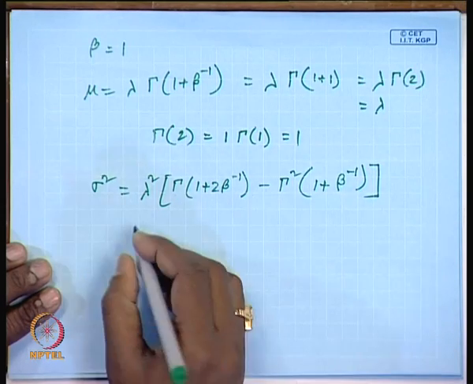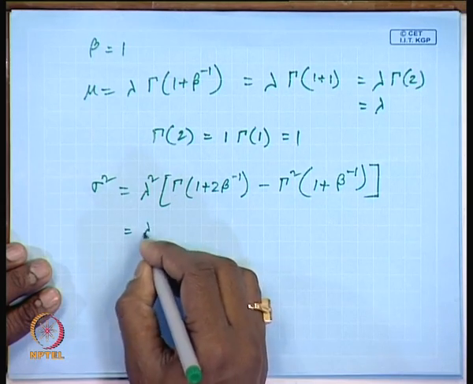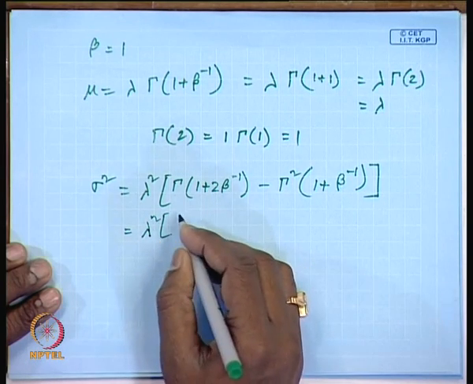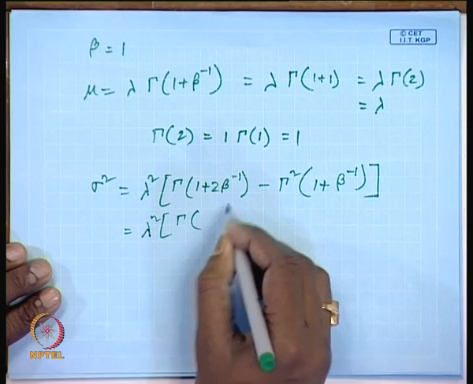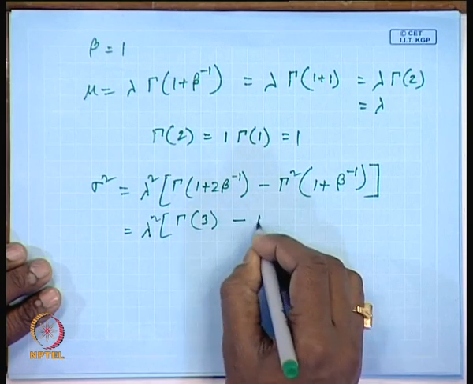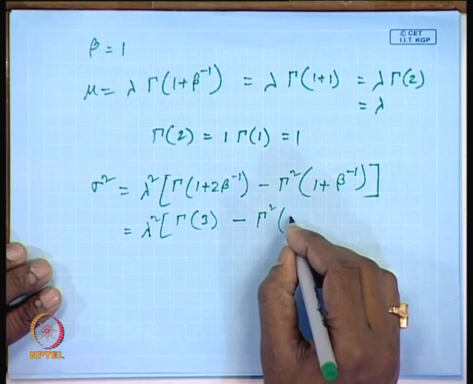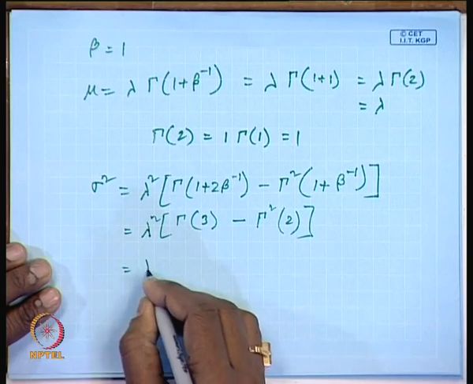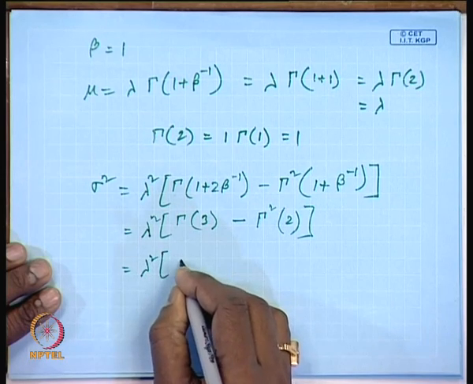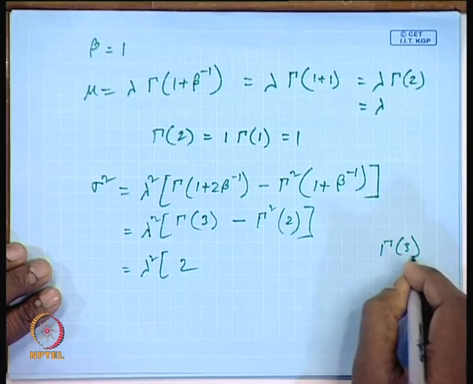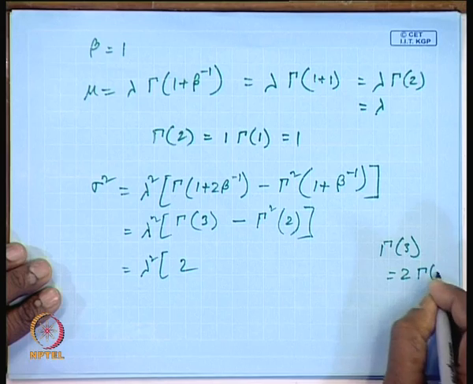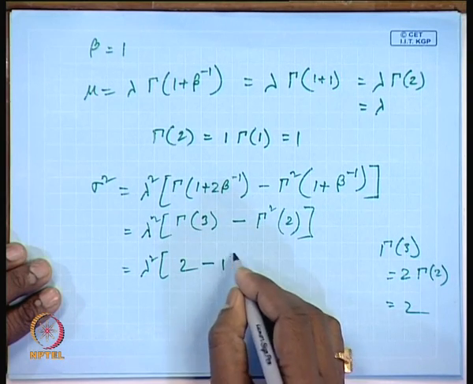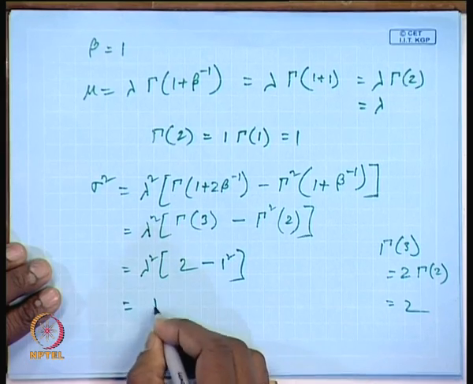So, putting beta equals to 1, it will eventually come to lambda square gamma 3 minus gamma square 2. So, this is 1 and this will become 2. So, lambda square, this is 2. So, gamma 3, you know, gamma 3 equals 2 gamma 2 and gamma 2 equals 1. So, it is 2 minus 1 square. So, this is equal to lambda square.